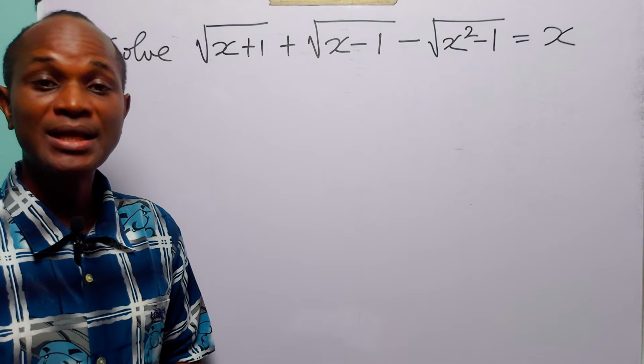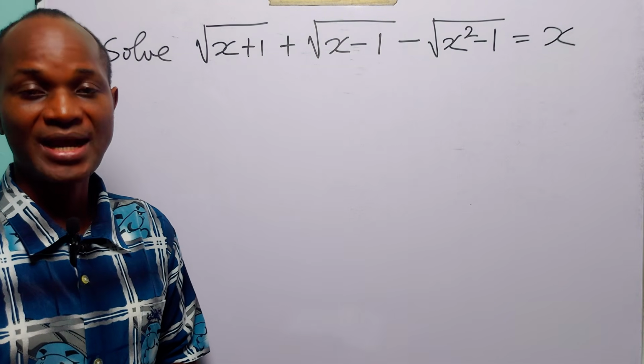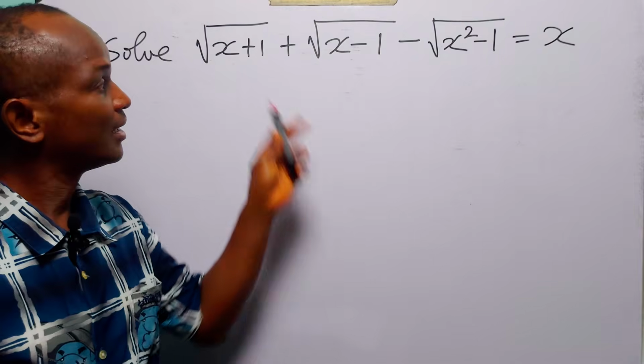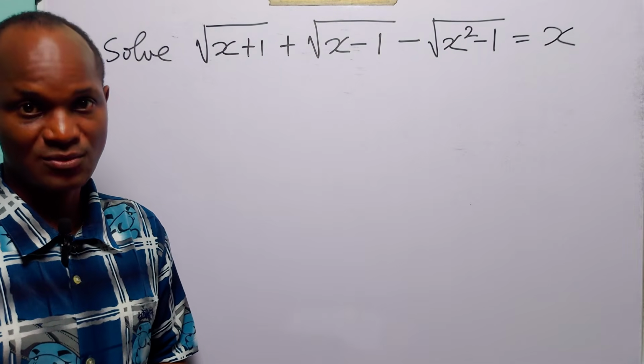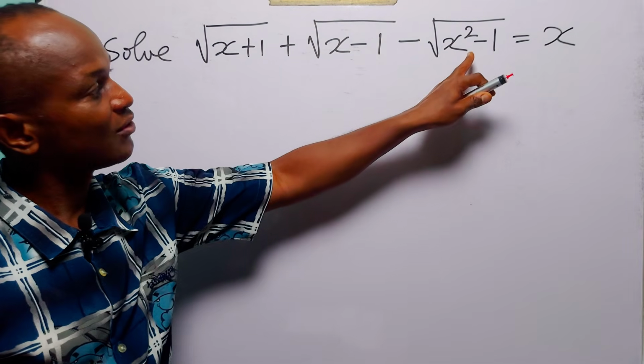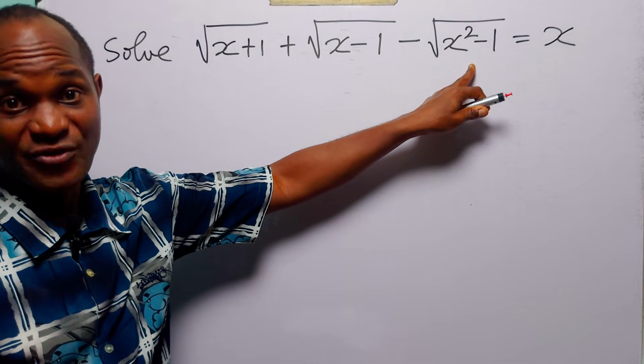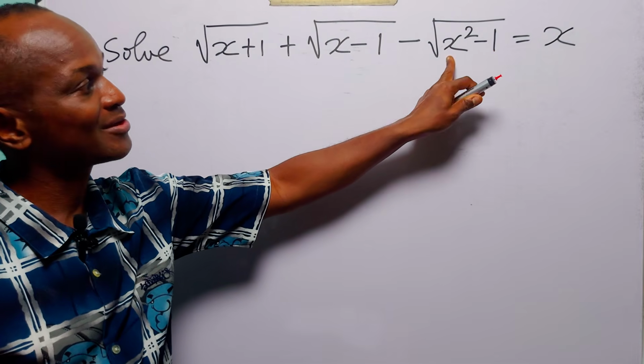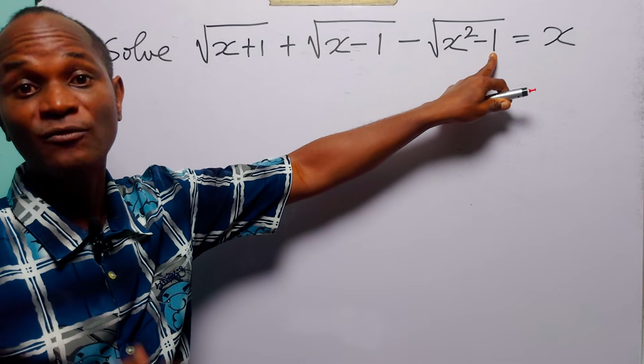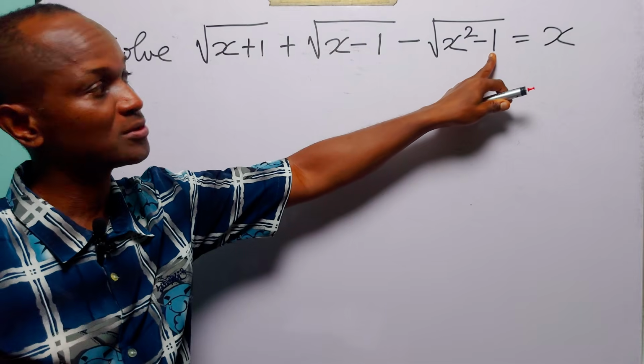Hello and welcome. In this math tutorial, our task is to find the real values of x that satisfy this radical equation. Now notice that under this square root sign, we have the difference of two squares, x squared and 1 squared. Of course, you know that 1 squared is equal to 1.